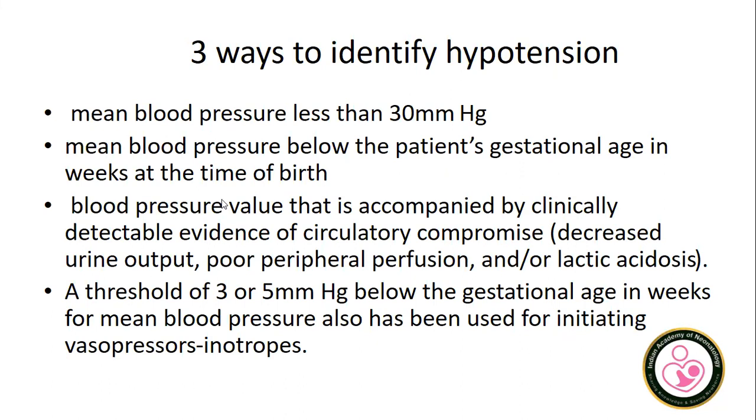And also the blood pressure that is accompanied by clinically detectable evidence of circulatory compromise. Along with the low blood pressure, we have decreased urine output, lactic acidosis, and poor peripheral perfusion, which give more value in this shock. We can say the threshold of 3 to 5 millimeters of mercury below the gestational age in weeks for the mean blood pressure has also been used in initiating vasopressor therapy. So if the mean BP is 3 or 5 millimeters below the range of that nomogram for that particular week of gestational age, it can have importance in identifying neonatal shock and hypotension.